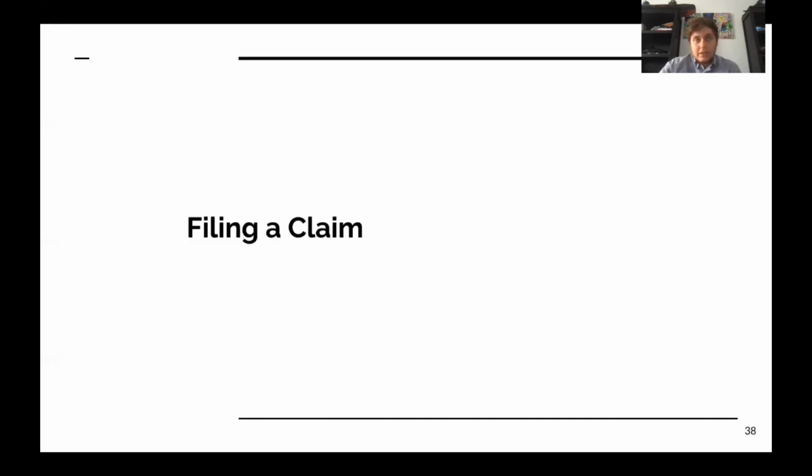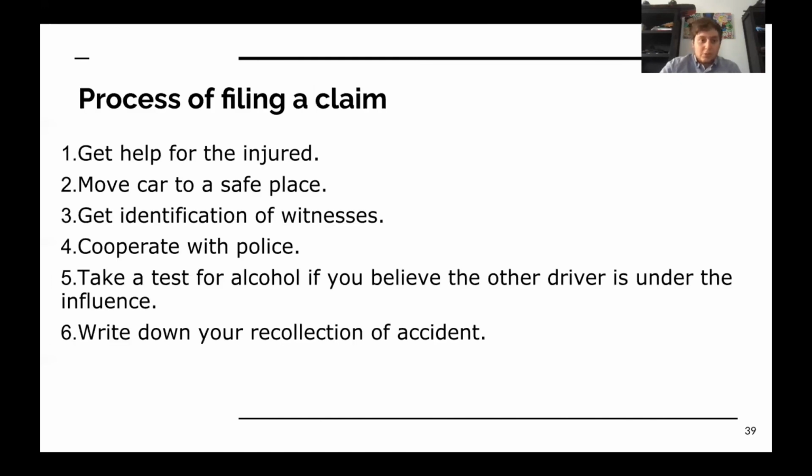Filing a claim. In case you get in an accident, it's very important to know what to do. At the time of the accident, the most important thing is to get help for the people that are injured. You need to move the car. If you are in an accident in the middle of the highway, it's safer, if possible, to move the car out of the way. Get identification of all witnesses that saw the accident in case this goes to court. Cooperate with the police so they can write an adequate report. If you believe the other driver is intoxicated, make them take a DUI test, and take one yourself as well. Because although it might be your fault, if they are driving under the influence, you will win the case.